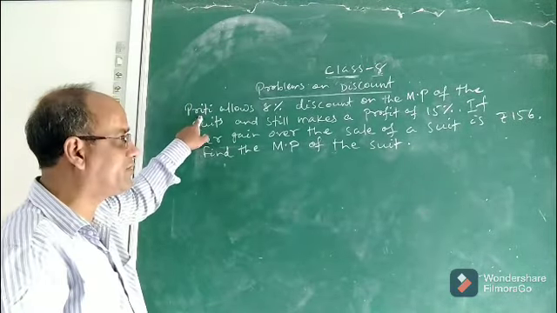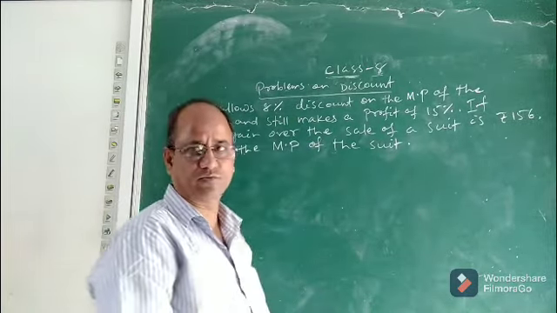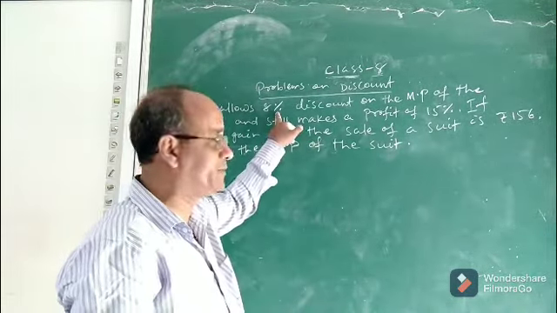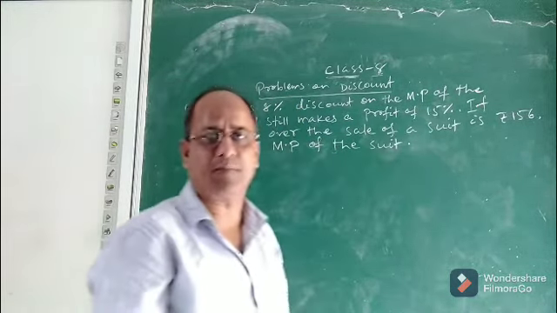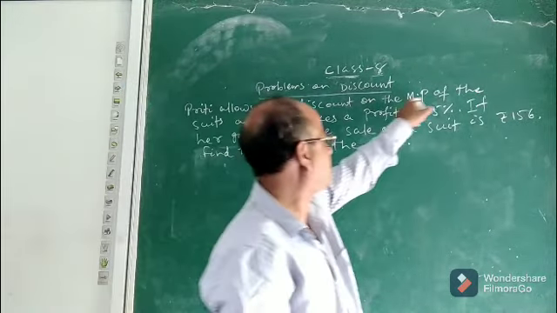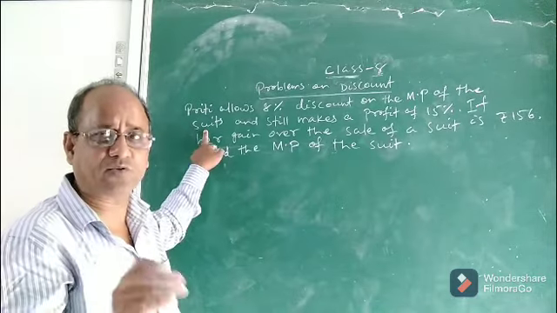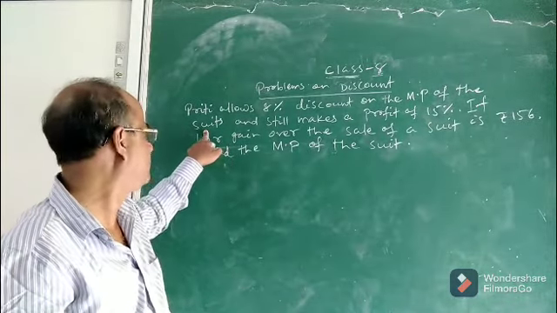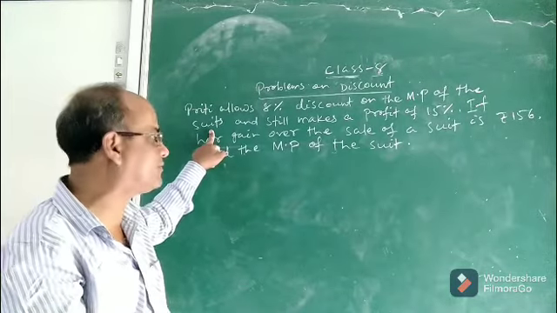Suppose a question is: Preeti allows 8% discount. She is giving a discount of 8%. This is the discount percent on the MP, that means your marked price or list price, of the suit. Suit means suiting, you know. What is the marked price of the suit? It is not given.